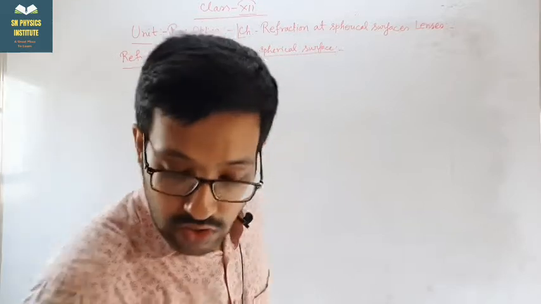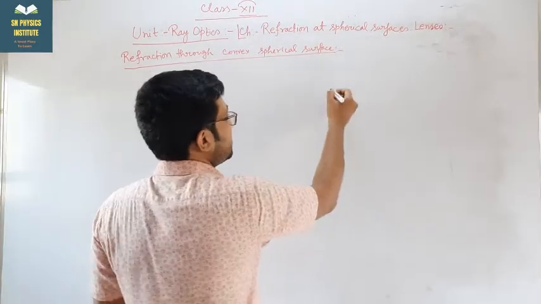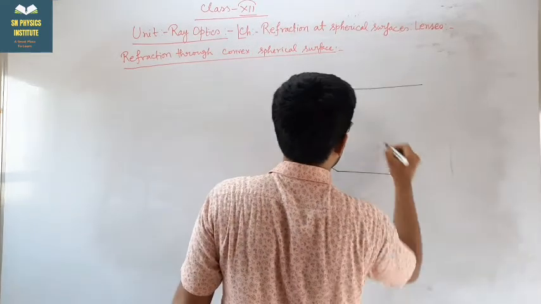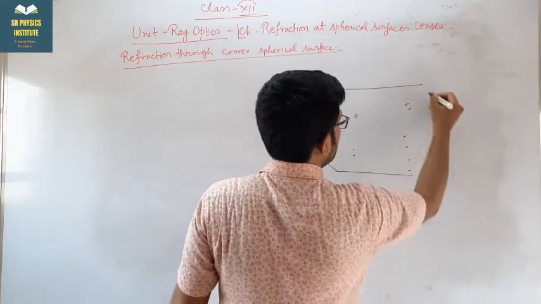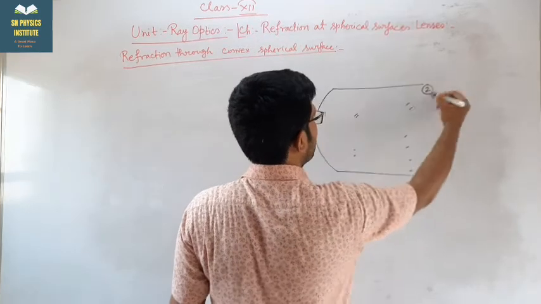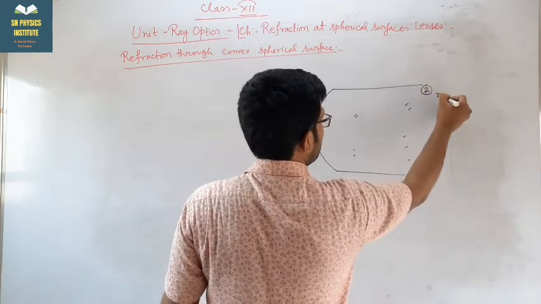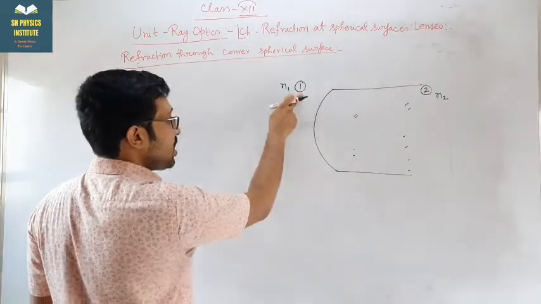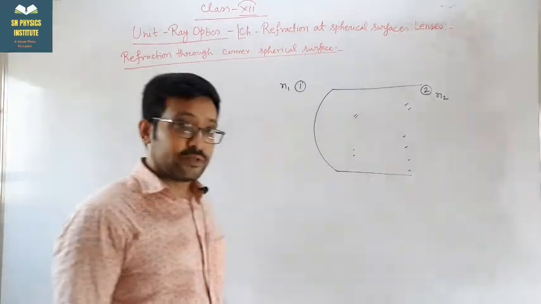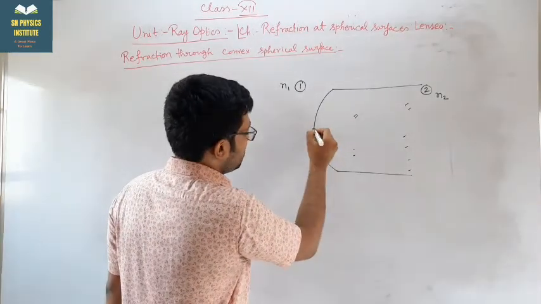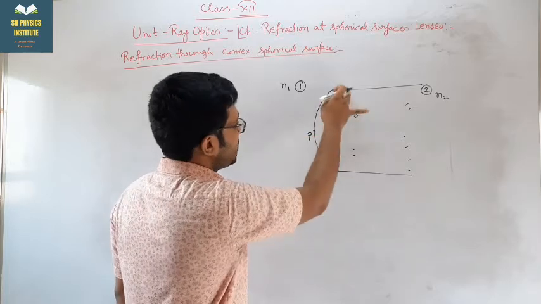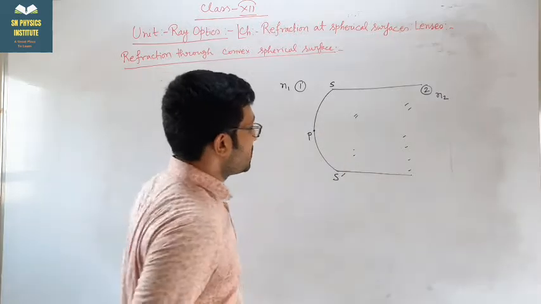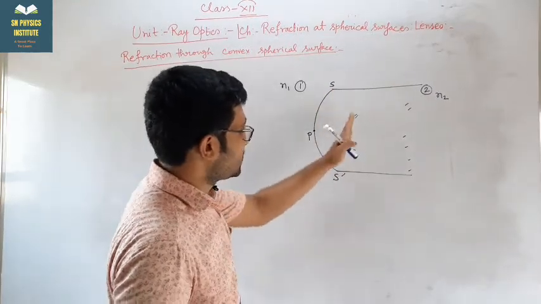Now here I am considering a convex spherical surface. This is the denser medium, medium 2, and its refractive index is n2. This is the rarer medium, medium number 1, and its refractive index is n1. This is the pole, which I am writing here, and S prime is the convex spherical surface.